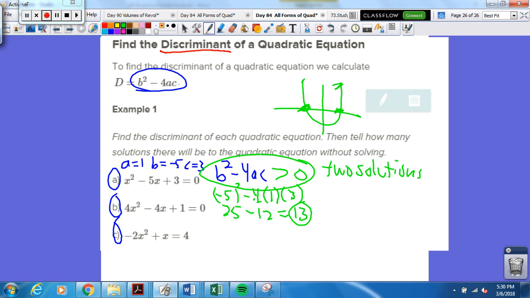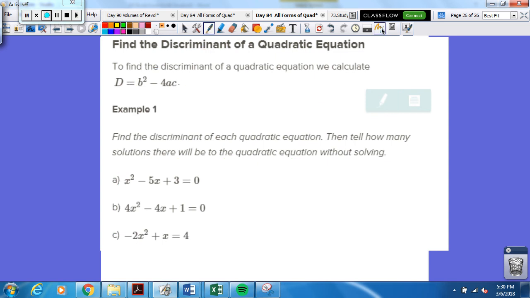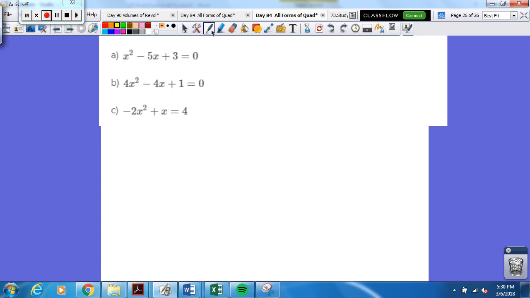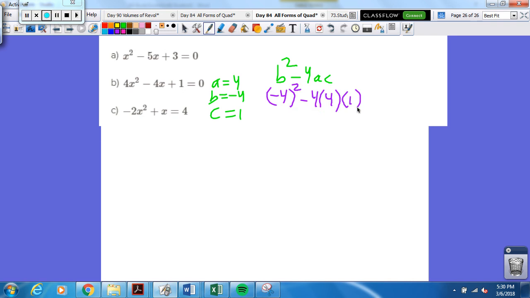Okay, let's try B. Let's get this out of here. All right, let's get some room up here. So we got B. a is 4, b is negative 4, c is 1. Discriminant, b squared minus 4ac. All right, let's see if that's going to be positive, negative, or 0. So b, negative 4 squared minus 4 times a, which is 4, times c, which is 1. Okay. Negative 4 squared, which is 16, minus 4 times 4 is 16 times 1 is 16.